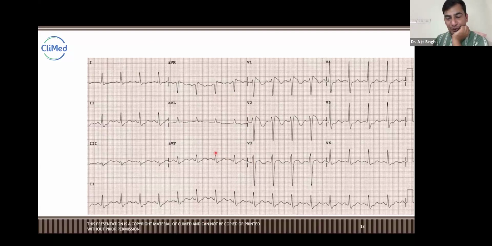Clearly, if you can't see the small one, look at the big one. See, this is big. If you can't see this M, look at this. This is also M. This is M. V6, where is M? V6 is clearly W. Look at the big one. Here to here, it is W. Look at V1. From here to here, it is M. M, M, W, W, W, W. So it is RBBB. You have to look at this.